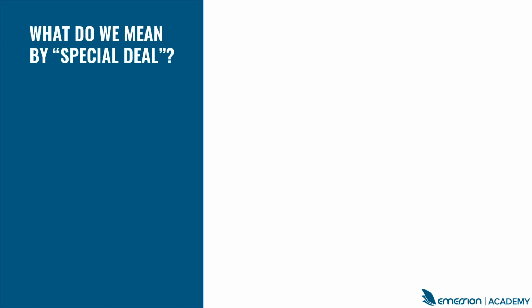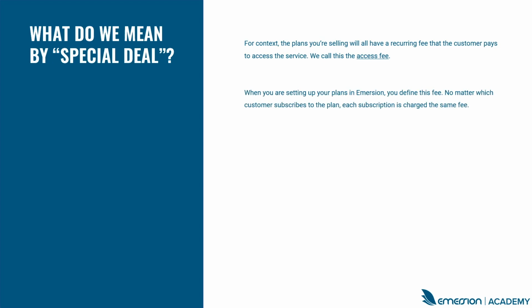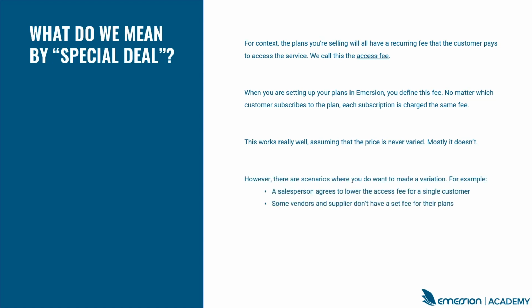So what do we mean when we talk about a special deal? For context, the plans that you're selling all have a recurring fee that customers can pay to access the service, and we call this the access fee. So when you're setting up your plan in Immersion, you define this fee. No matter which customer subscribes to the plan, each subscription is charged the exact same fee. And this works really well, assuming that the price never varies. And for the most part, it won't. But there are some scenarios where you do want to make a variation.